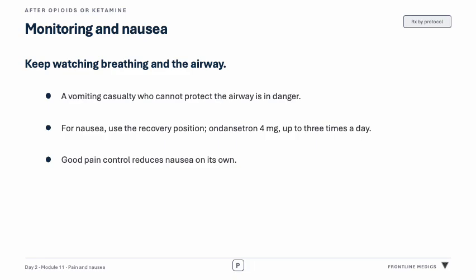For nausea, which threatens the airway, because a vomiting casualty who cannot protect their airway is in danger, use the recovery position and ondansetron 4 milligrams up to 3 times a day. Ukrainian field practice often uses 8 milligrams. Follow your own protocol. Also, remember that good pain control reduces nausea on its own.